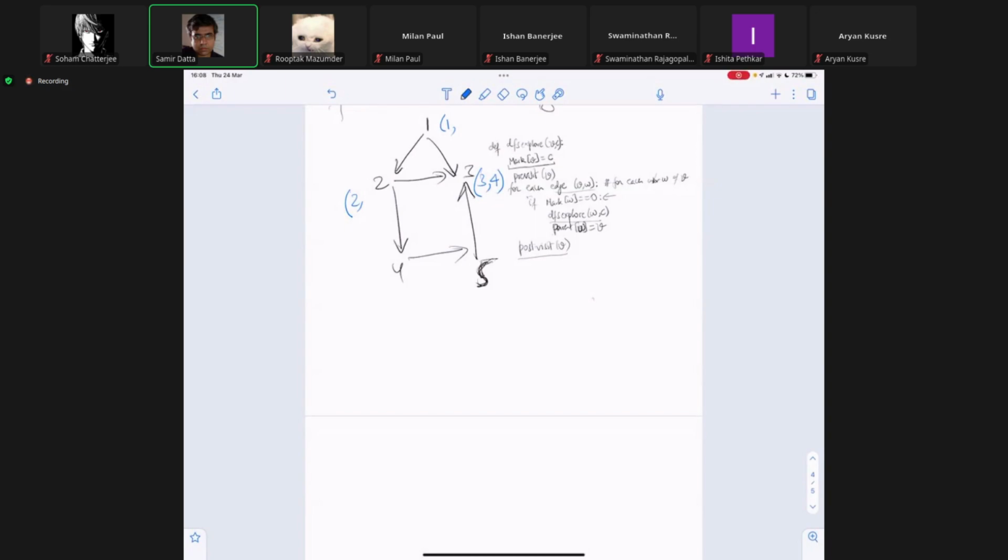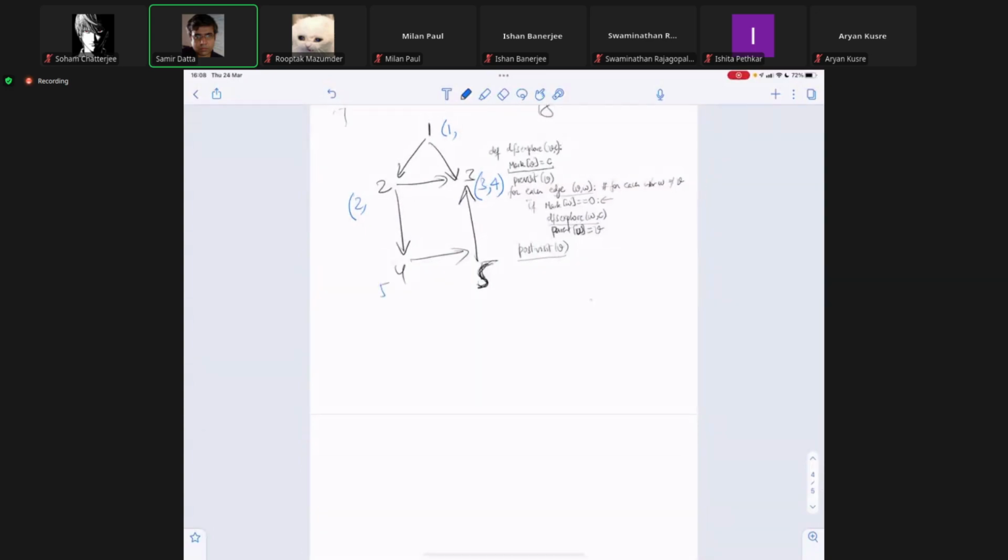And now I go from 2 to 4. So this is 4. So this is again 5, comma something. And then I go to 6, comma something. And now I cannot go forward. So I will backtrack. 7, 8, 9, and 10. This is fine because there are 5 nodes. Each node is counted twice. So we have done 10.